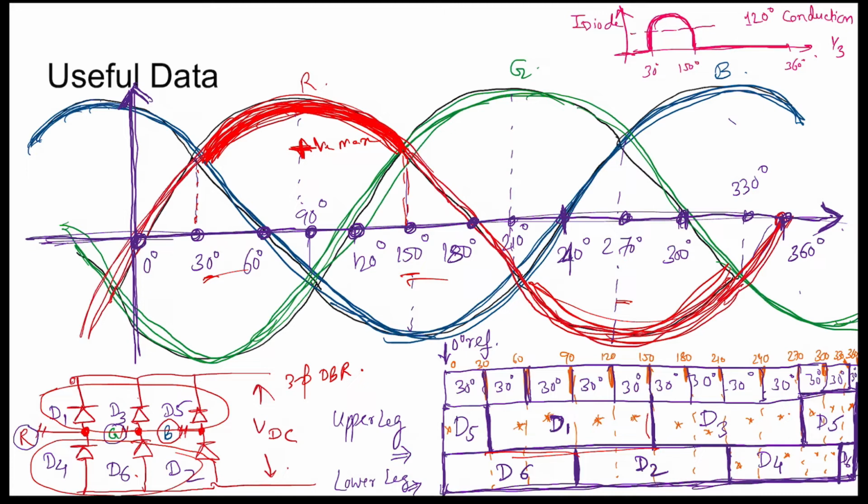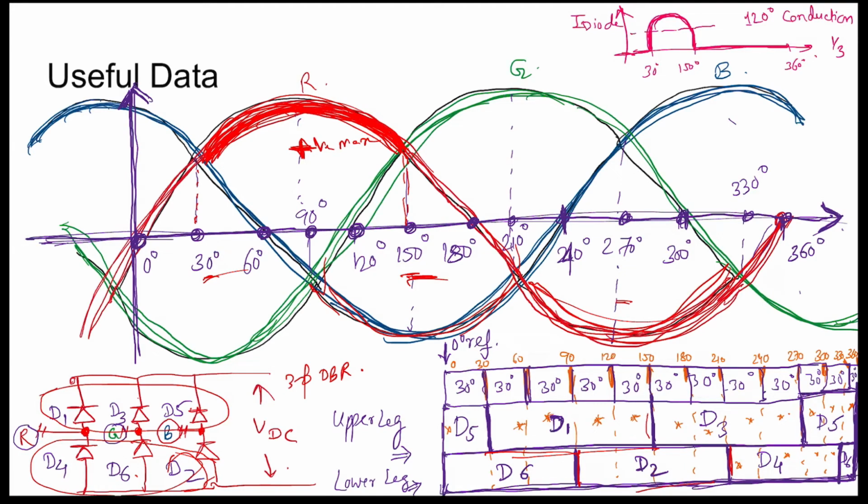Similarly, picking a random case, let's say when the B phase is negative maximum, then of the dedicated diodes D5 and D2, since it is negative maximum, D2 will conduct between 90 degree to 210 degree, because between 90 and 210 degree B phase is reaching negative maximum. So the lower leg of B, D2, will be conducting in this duration. So we see from 90 degree to 210 degree D2 is conducting.